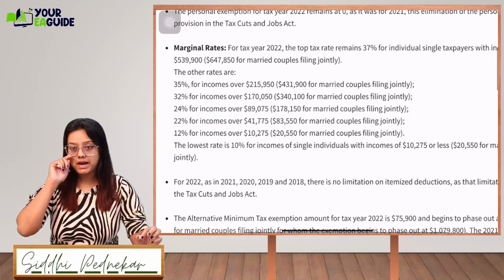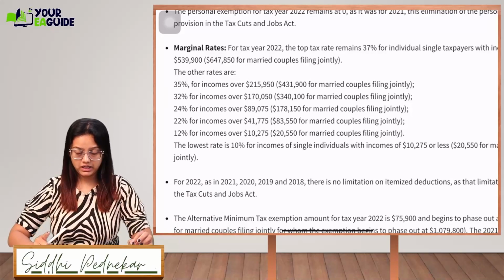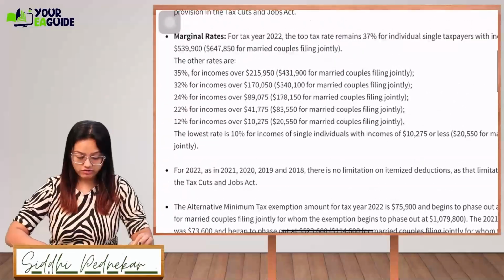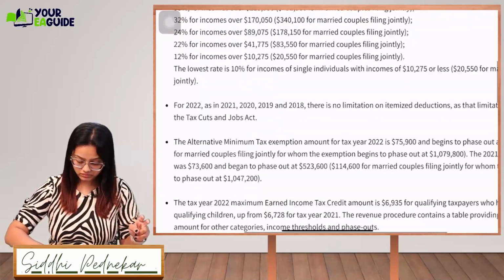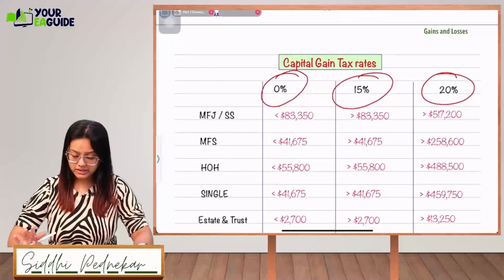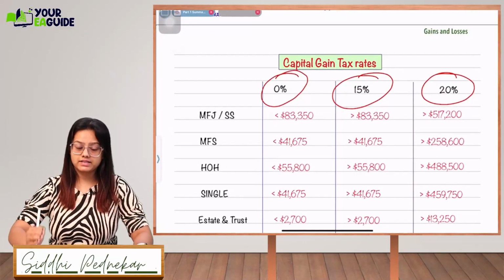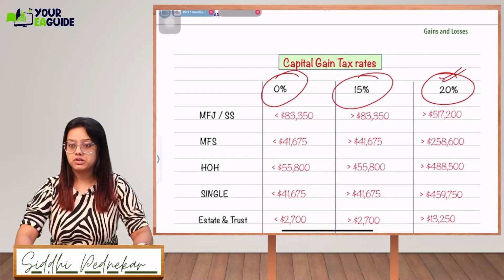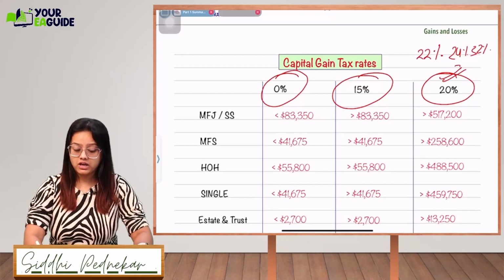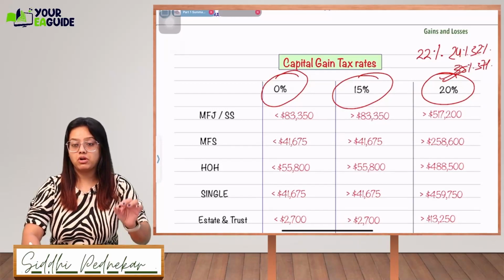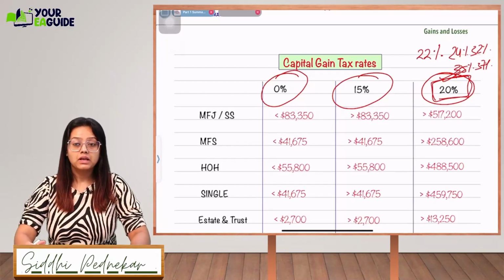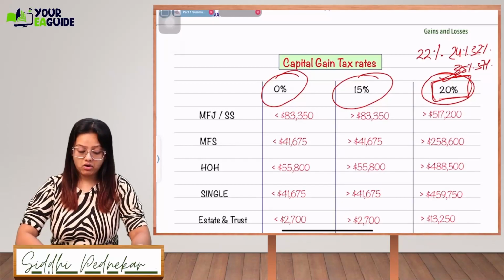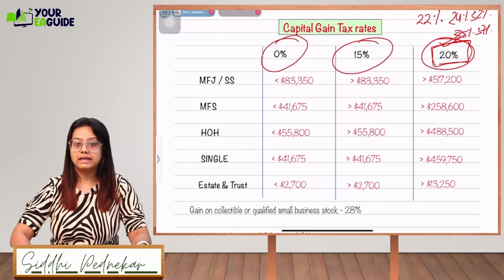But what is the benefit if you have a long-term capital gain? If you have a long-term capital gain, and if you are falling in a slab rate which is more than 20%, then the maximum capital gain tax rate applicable to you will be 20%. Even though you are falling under 22% slab rate, 24%, 32%, 35% or 37%, long-term capital gain will be chargeable to you at a maximum of 20%. But this percentage will depend on what your actual capital gain is.